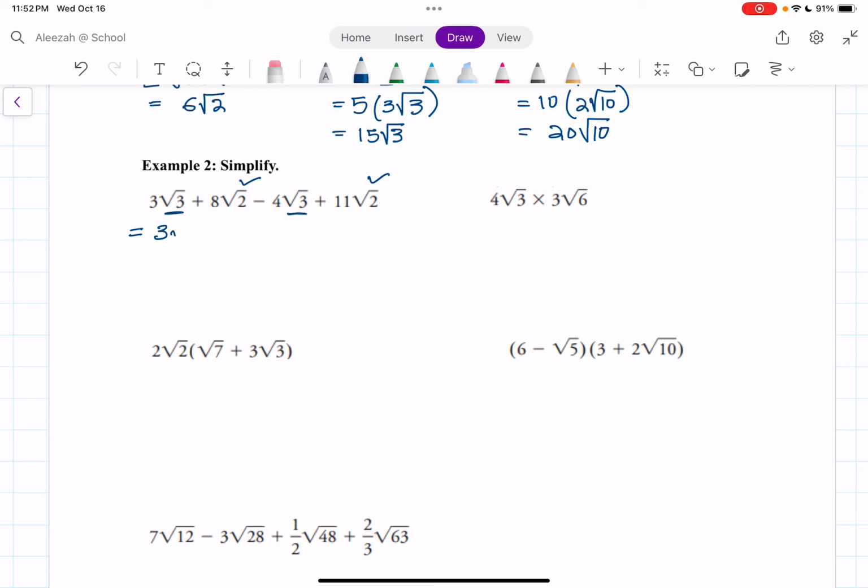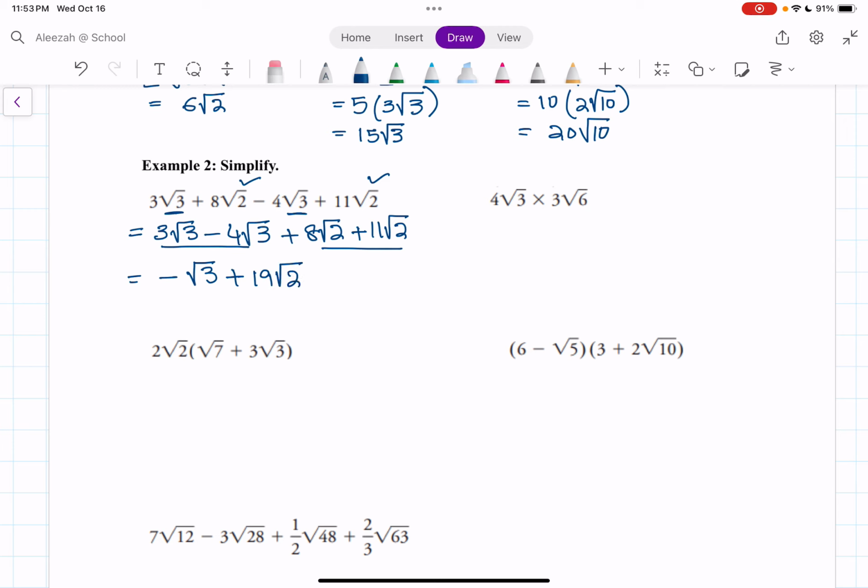So it will be 3 square root of 3 minus 4 square root of 3 plus 8 square root of 2 plus 11 square root of 2. And now we'll add these two and these two. So that becomes negative 1 square root of 3 plus 8 plus 11 is 19 square root of 2. And that's my final answer.